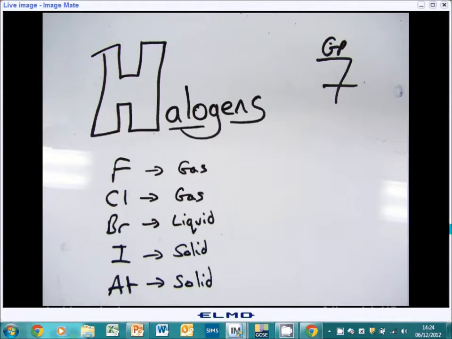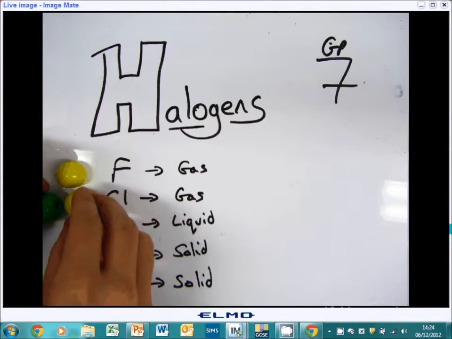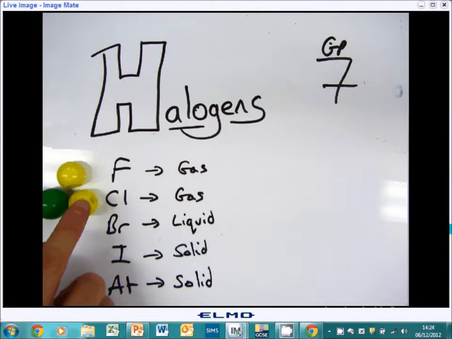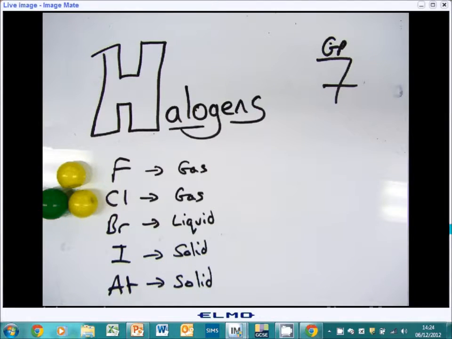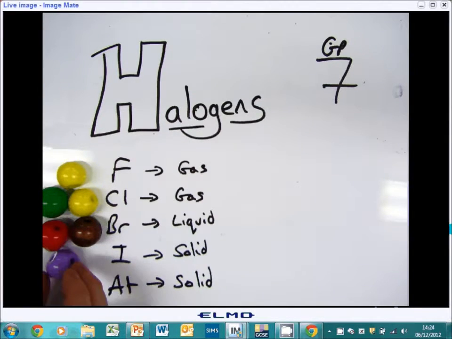As you go down the group, the colour goes from a very light colour to a dark colour. So we start off with fluorine, which is a light yellow colour, a light yellow gas. Chlorine is a yellowy green gas. Bromine is an orangey brown liquid. Iodine is a purple solid. And astatine is a dark grey solid.